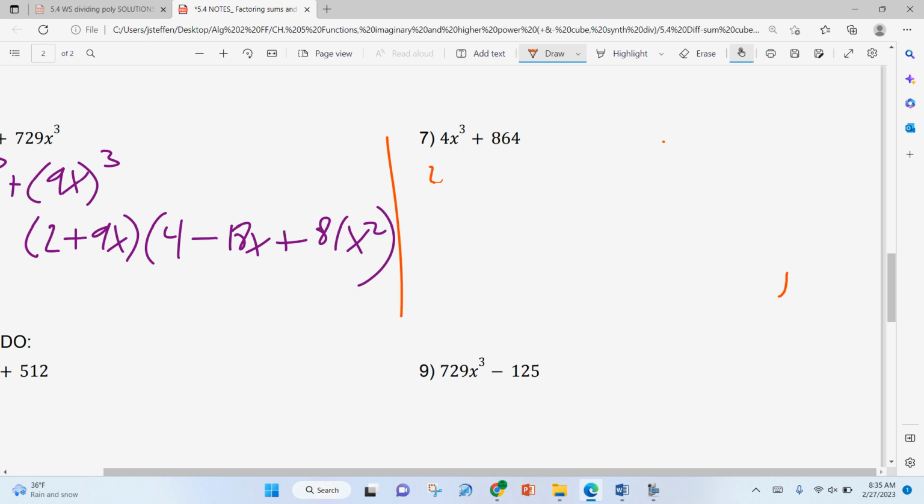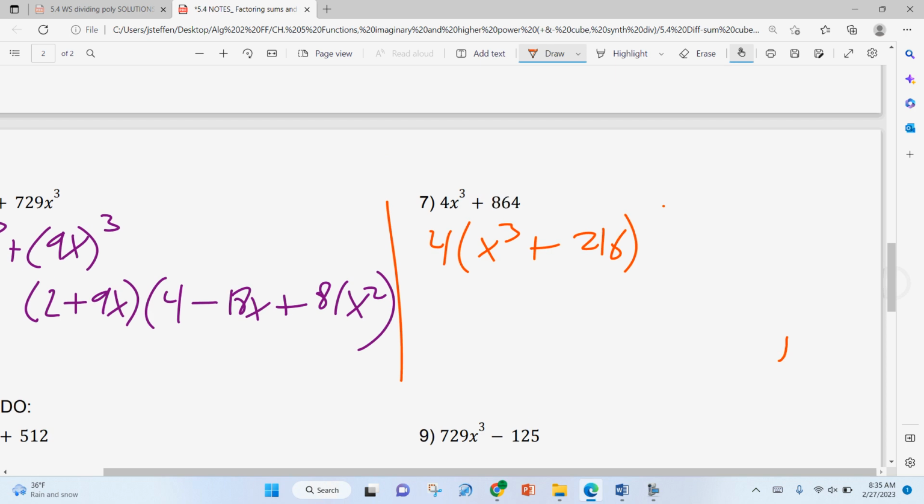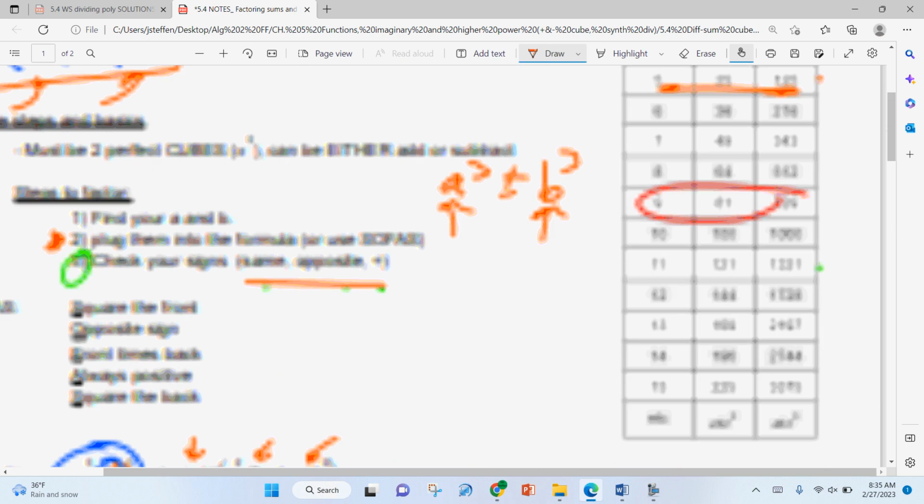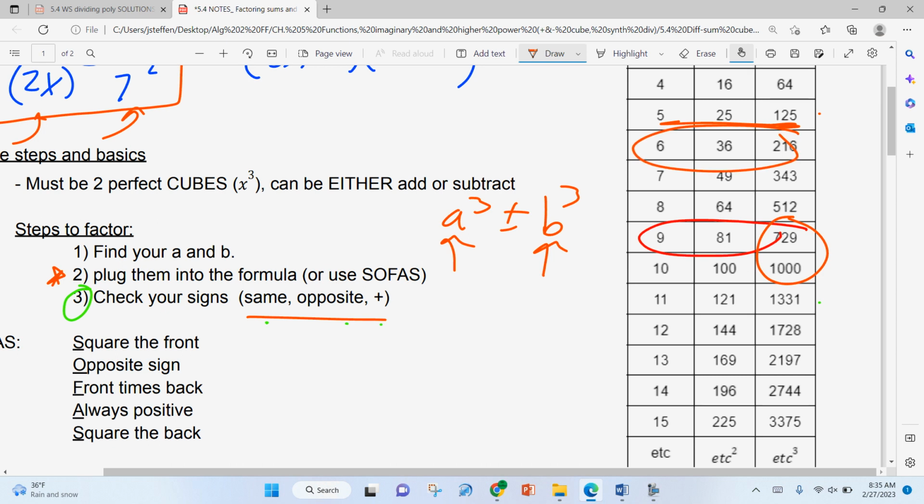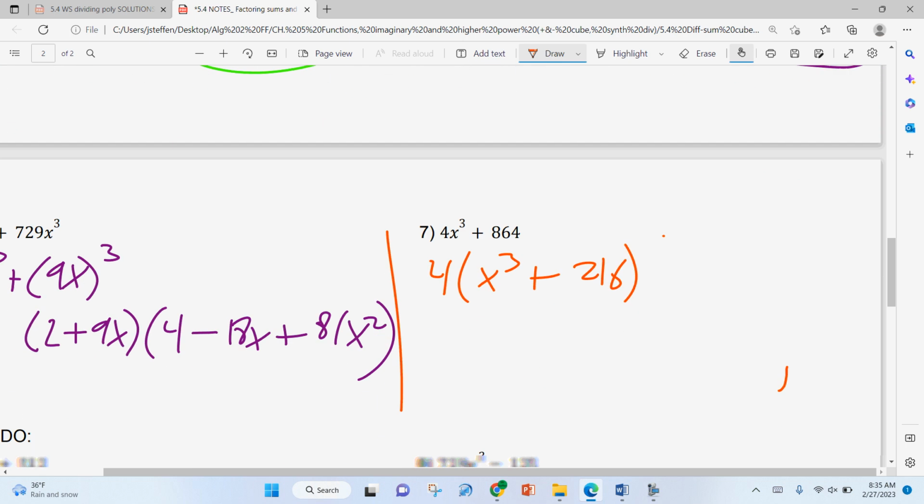So if I take out a 4, that leaves 4x to the third divided by 4 is x to the third, plus 864 divided by 4 is 216. Factored out a greatest common factor of 4, not a huge deal. Now that x to the third is obviously a perfect cube. 216 is on our list right here, so now we can do the sum of cubes with this.